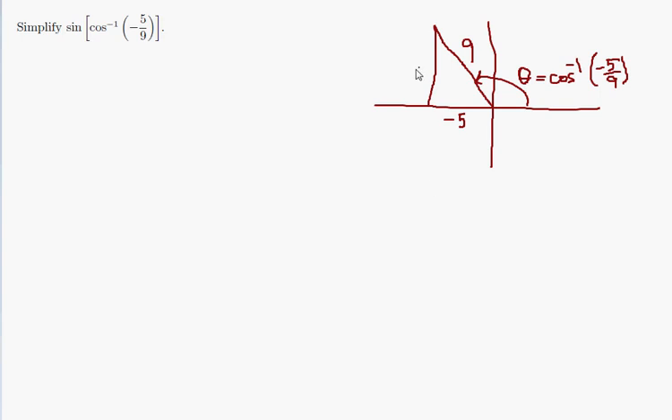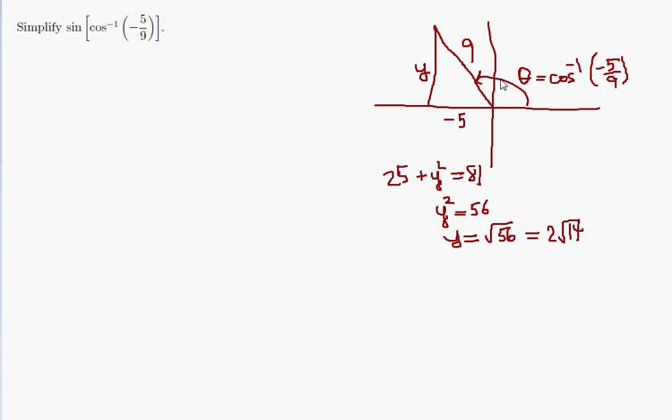To solve for the missing side, let's call that missing side y. So we need 25 plus y squared to be equal to 81. And so therefore y squared is equal to 56, I believe. And so y will equal the square root of 56. It must be positive because we have the angle in the second quadrant. And that works out to be 2 times the square root of 14.